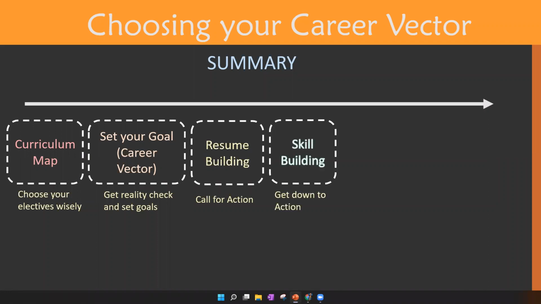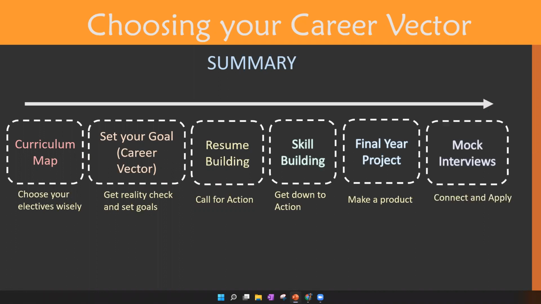Okay, and then now you get down to action. You start building skills that are relevant to achieve your goal, and then you focus on your final year project. The request here is to try to make it as a product so that it also helps you with your entrepreneurial aspirations. And finally, you get familiar with the interviews. You connect with people. You apply for the openings. You get yourself familiar with the interview process. And yeah, so these are the things I would like to suggest.